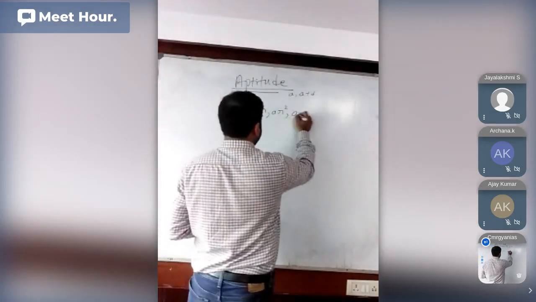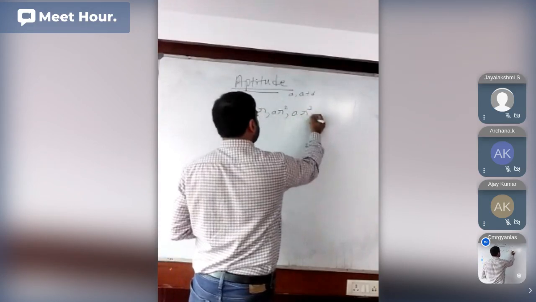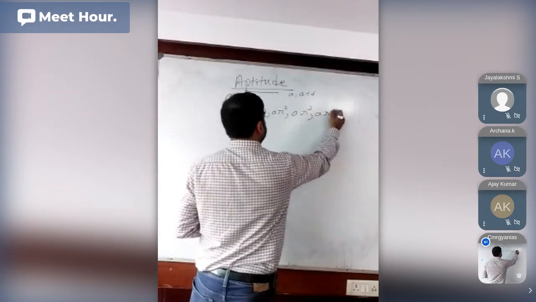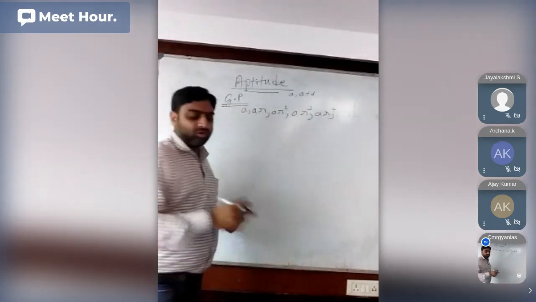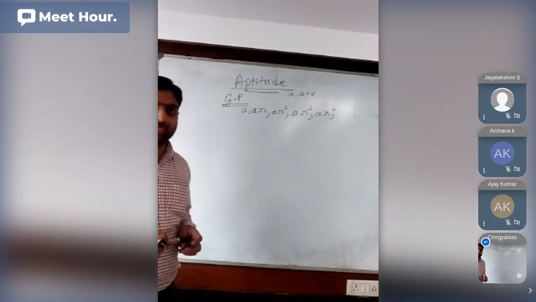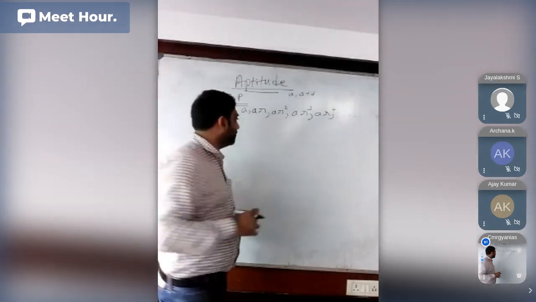Next term will be a into that number cube. Then a into r to the power 4. So it goes on, it multiplies like this. I'll give you also examples of it.